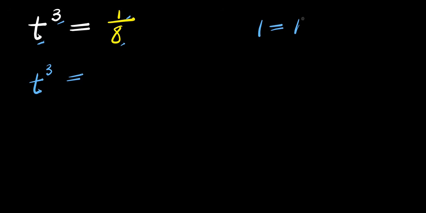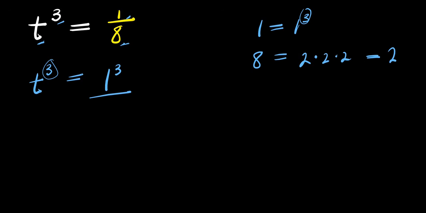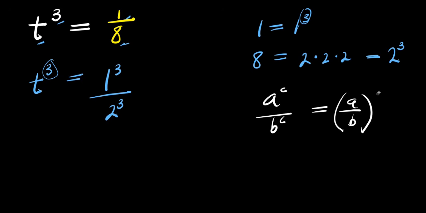1 is the same thing as 1 power 3, because I want this exponent and this to be the same. I have 1 power 3 divided by 8. 8 is the same thing as 2 times 2 times 2, which is 2 power 3. So remember, if you have a power c divided by b power c, this equals a divided by b raised to the power of c.